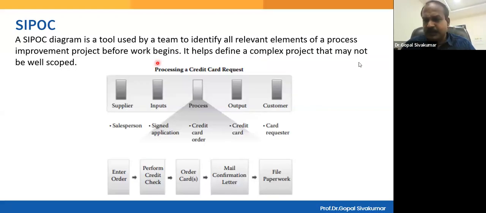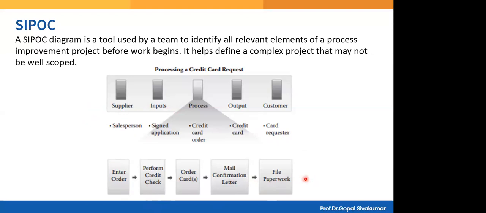Let us start with a simple case as always. Here you are seeing a SIPOC diagram. Tell me what process it is. Look at the process steps here. What is happening here? Are you able to find out? Credit card purchases. Credit card.